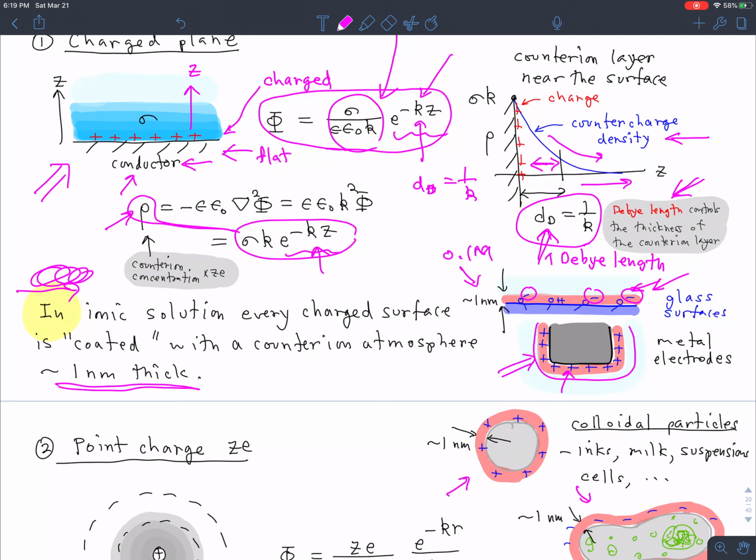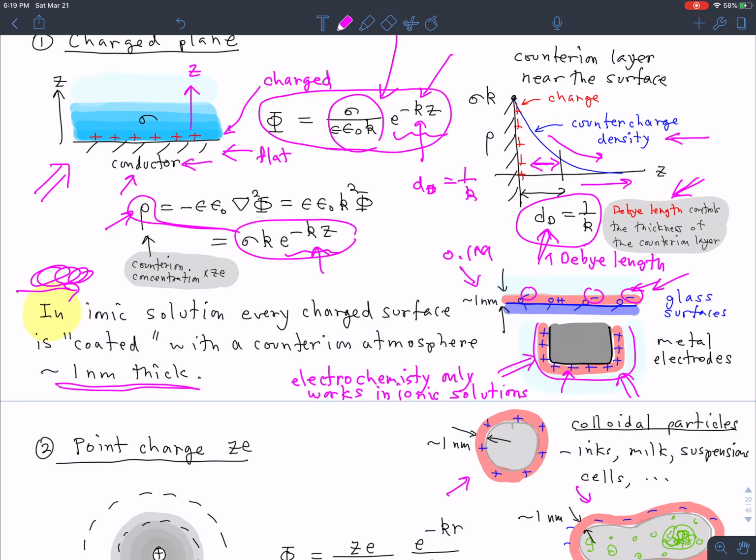And that is, electrochemistry only works in ionic solutions. Why? Because only in ionic solutions do you get this Debye-Huckel counterion atmosphere, and you need that counterion atmosphere in order to make electrochemistry work. You may say, why? Why do I need this counterion atmosphere? We'll talk about that next chapter.